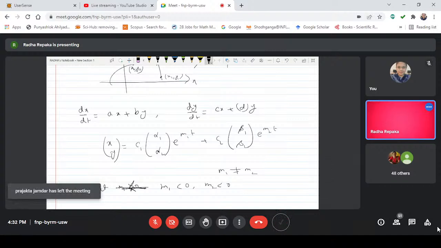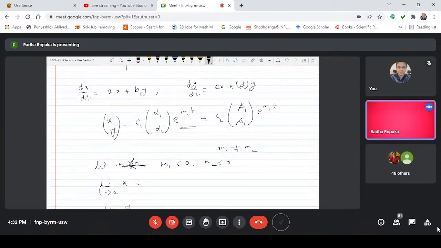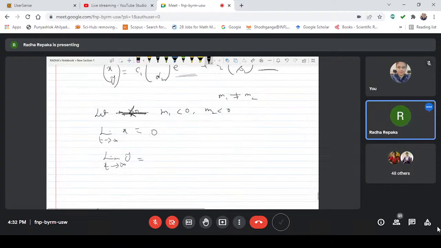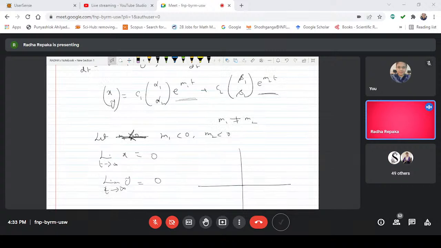My question is, if m1 and m2 both are negative, then what is the value of x as t tends to infinity? Tell me, as t tends to infinity, what is e^(m1 t)? What is e^(m2 t) as t tends to infinity? 0. 0. So that means in this case, if m1 and m2 are negative, all the curves are approaching 0.